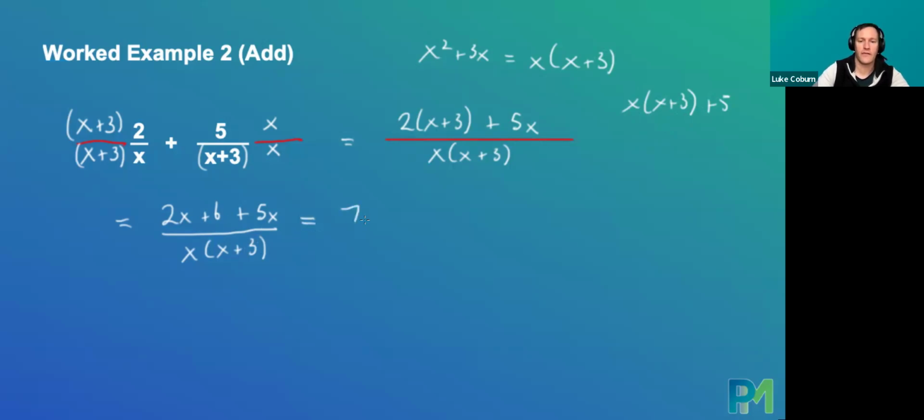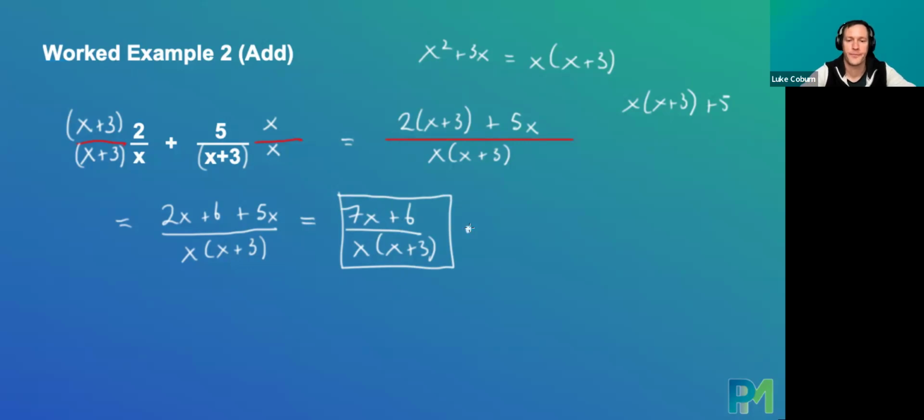And the top line becomes 7x plus 6 over x times (x plus 3). And now we can't go any further. There's no common factor on the top line, so we can't make that simpler. We have to stop.